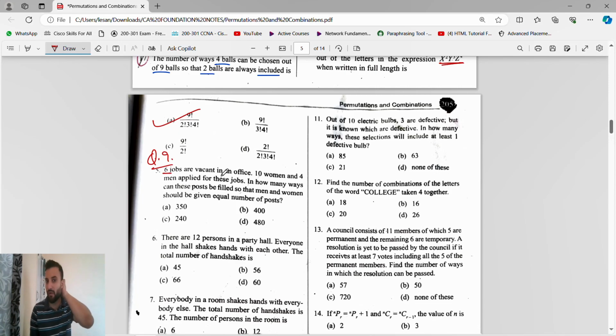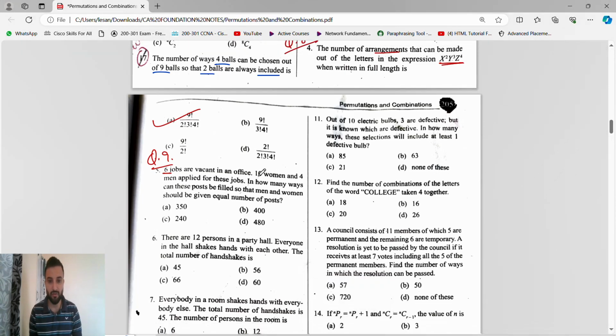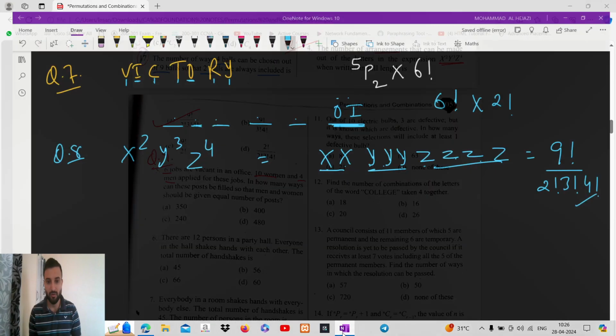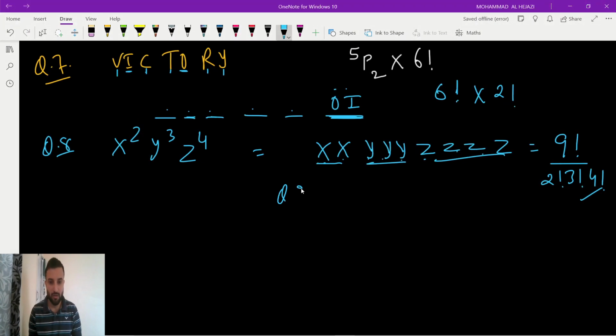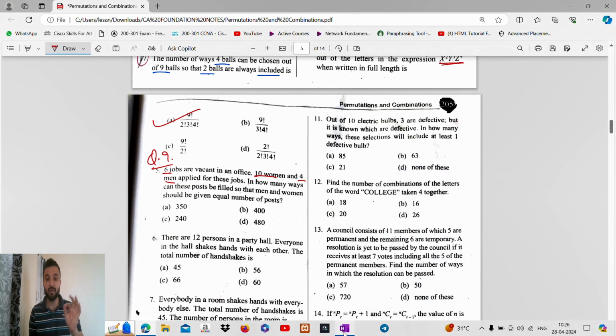6 jobs are vacant in an office. So 10 women and 4 men applied for this job. Okay. Question number 9. So 10 women and 4 men, right? 10 women and 4 men applied for this job, and from this we have to select only 6 because 6 jobs are vacant.